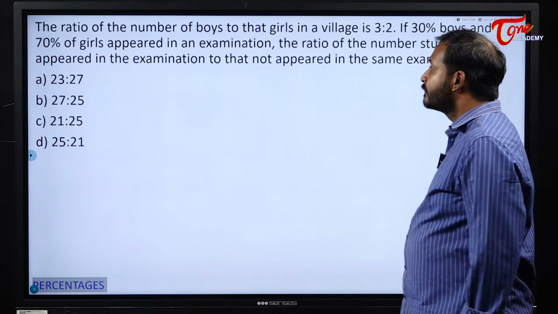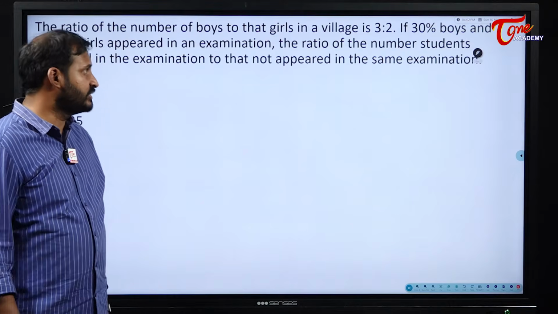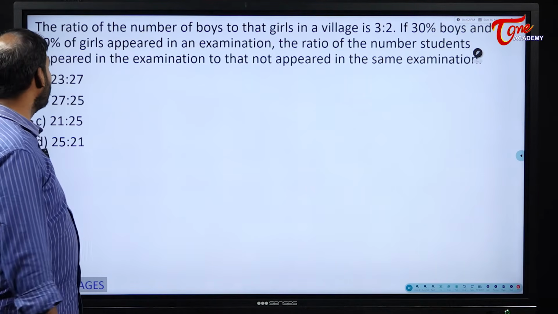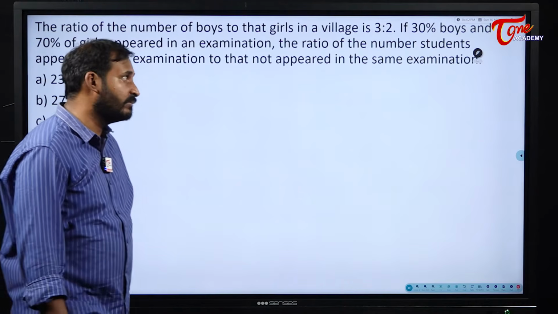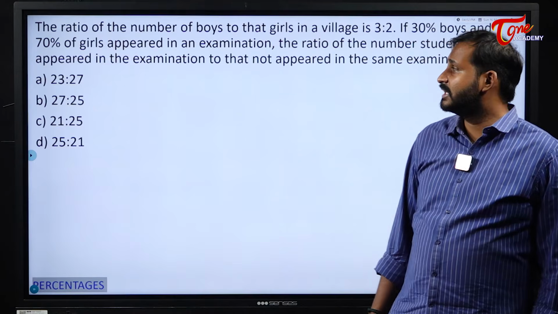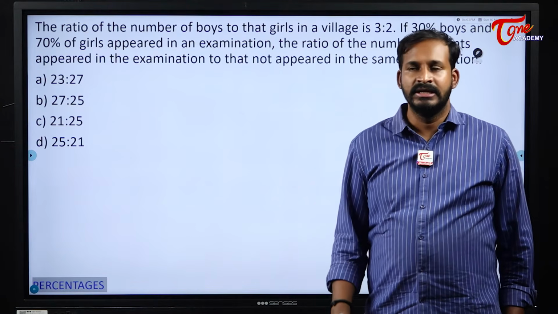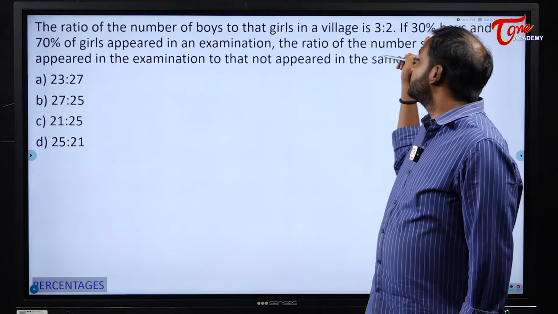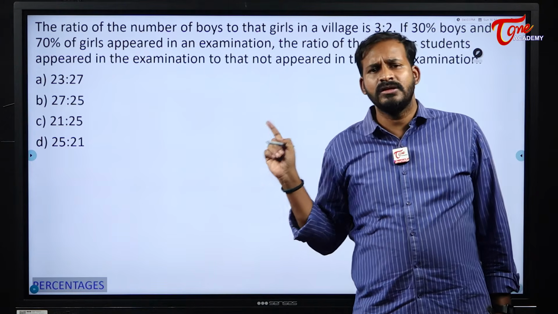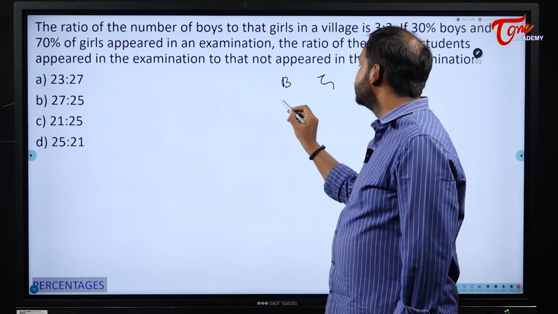Next one. The ratio of the number of boys to girls in a village is 3:2. If 30% of boys and 70% of girls appeared in the examination, the ratio of the number of students who appeared in the examination to those who did not appear is? Now see here, first of all, can we make an assumption here or not? Yes, we can, because they gave us ratios and percentage, and at last they also asked us ratio only. So here you can make an assumption. The boys and girls relation they gave us is 3:2.